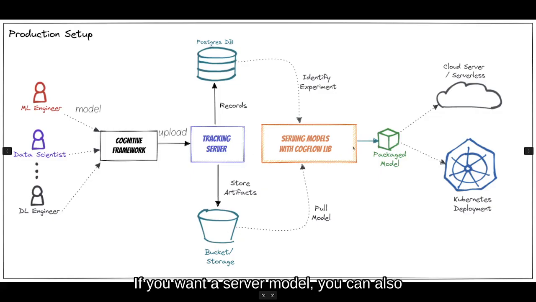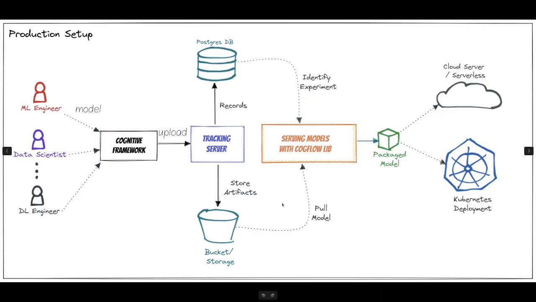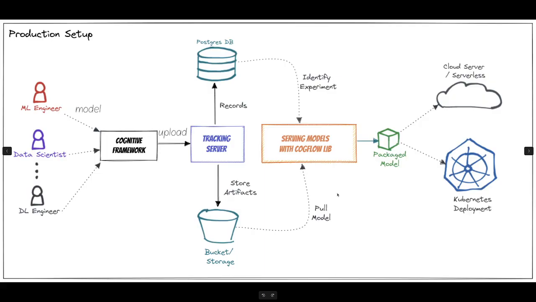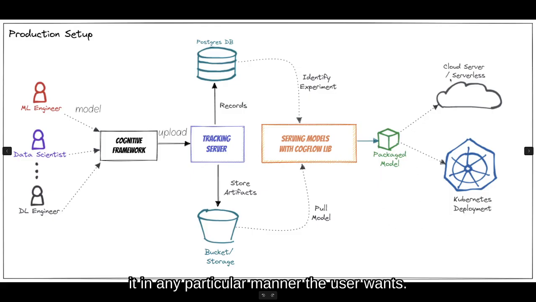If you want to serve a model, you can also do that with the Cogflow library, where you can identify an experiment by looking at the experiment values, and then pull a model from the S3 storage. The cognitive framework packages the model and then deploys it in any particular manner the user wants.